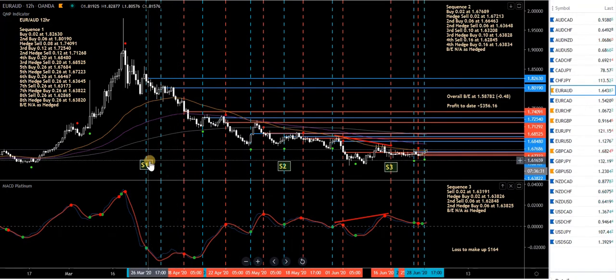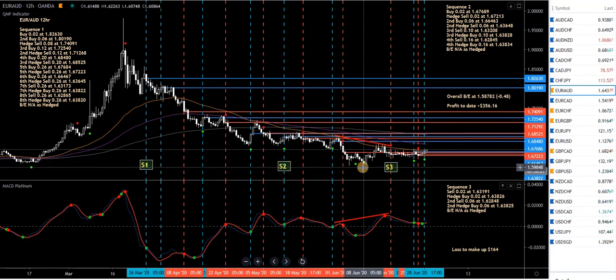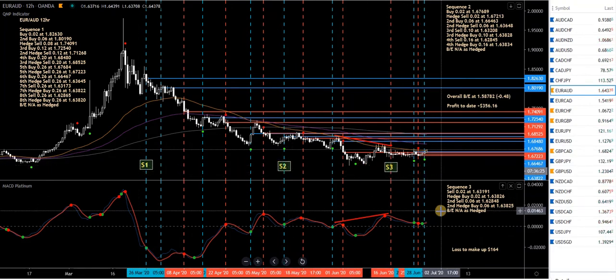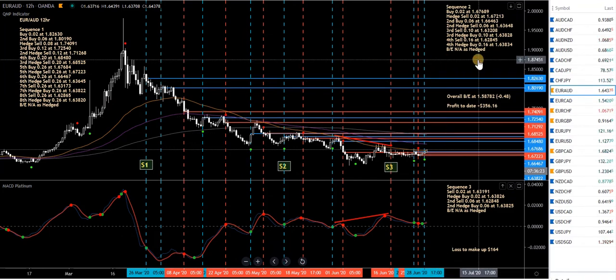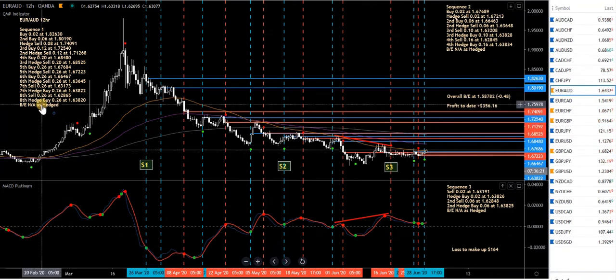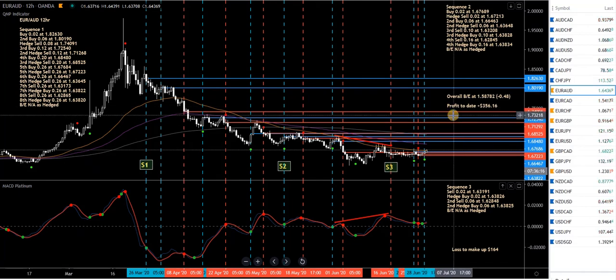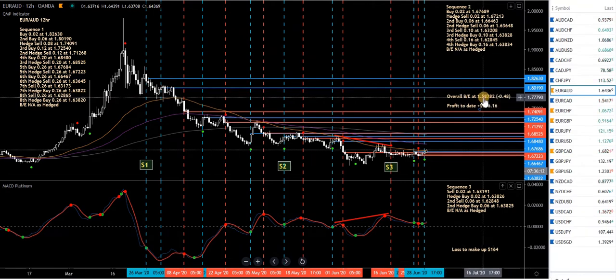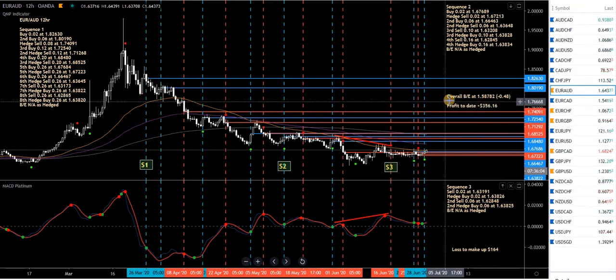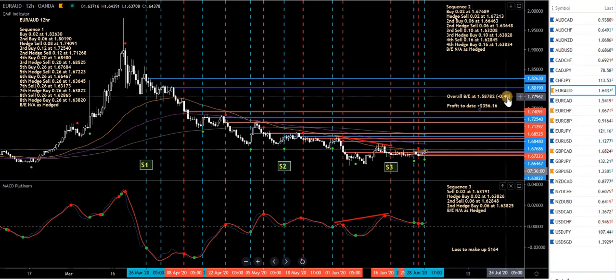So I've taken a hedge buy there for sequence 1, a hedge buy for sequence 2, and a hedge buy for sequence 3. You can see break even N/A, hedge, non-applicable, same deal on sequence 1. Overall break even should be 0. I don't know why I haven't updated that. It's hedged too because they're all hedged. There's no other trades. I'll fix it up in a second. God, slack, Jim, slack. So ignore that. That's wrong. It'll be overall break even, not applicable as hedged.